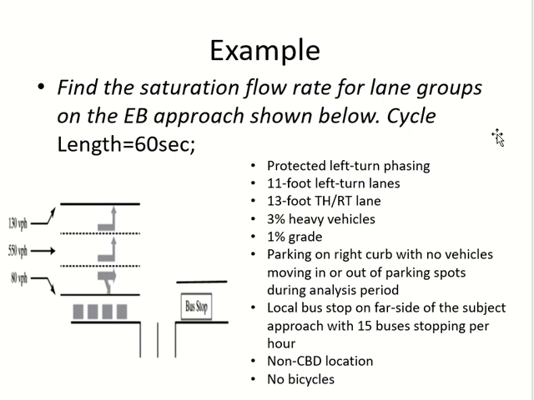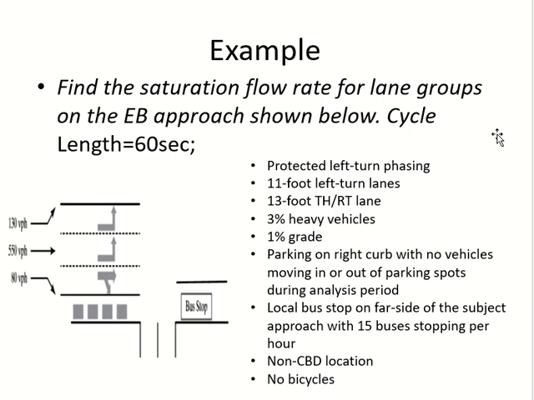Okay. What is this now? Cycle length is given. I don't know why. We have a protected left turning phase. Lane width is given: lane width for left turning is 11 feet and for the others 13 feet. 3% heavy vehicles, 1% trucks. We have parking on the right curb with no vehicles moving in or out. So there is parking, but the number of vehicles going in and out in the peak hour is nothing. So in the analysis period, there is no parking maneuver.